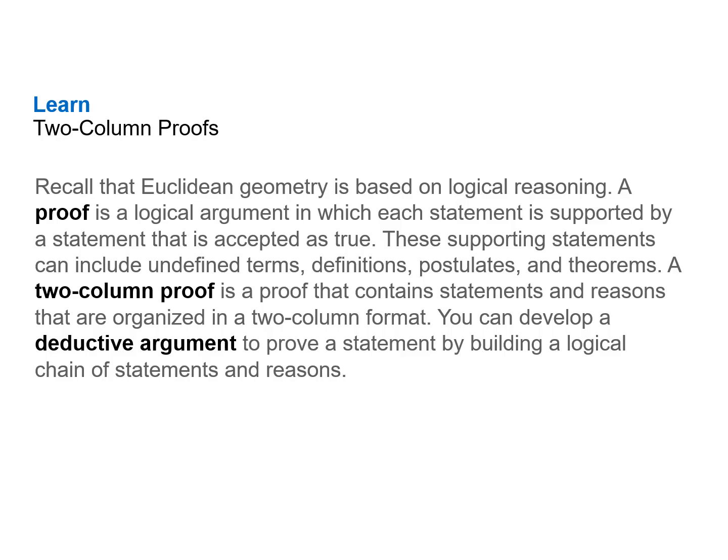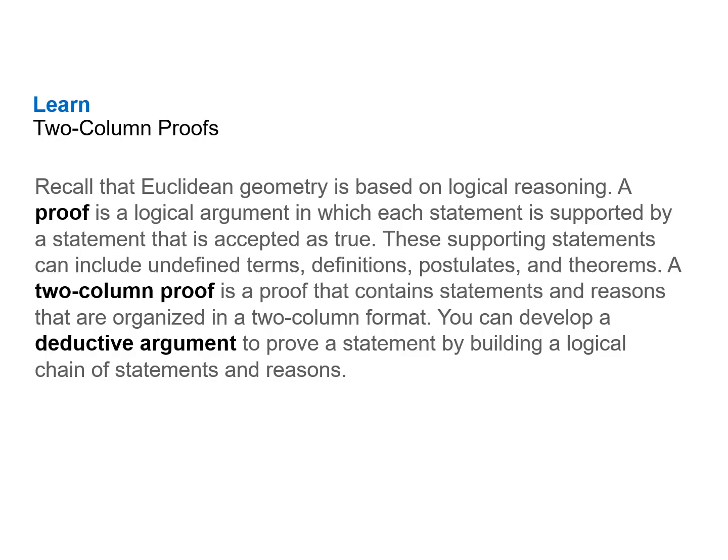Now, we're going to learn about two-column proofs. Now, we're learning about proofs, period. We're going to talk about writing three different types of proofs. The first one's two-column proof, the next one's a flow proof, and the third one will be a paragraph proof.